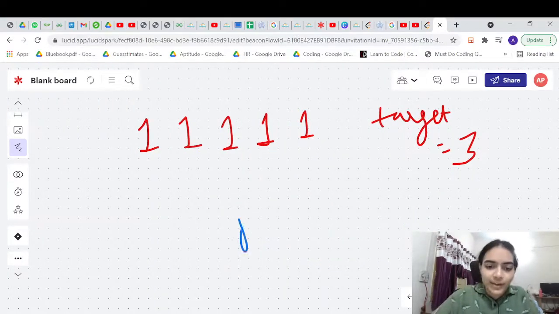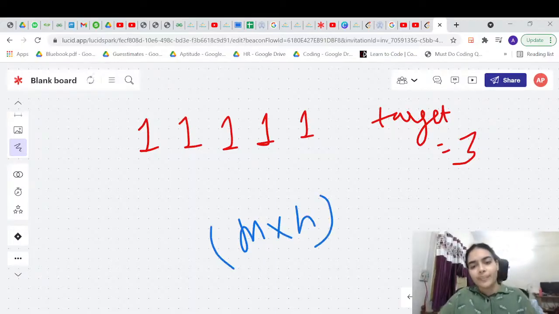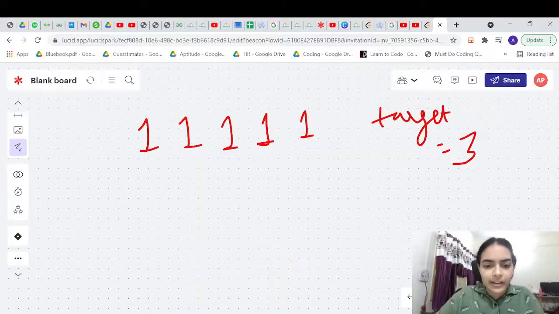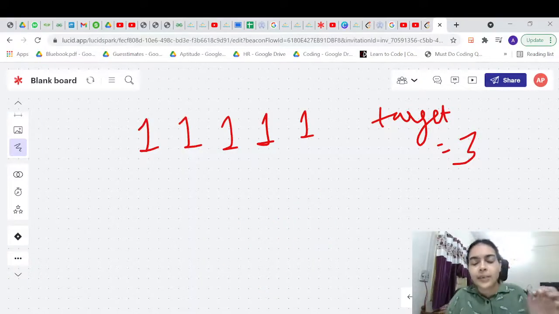But it is not actually optimal because there is a simple trick which will reduce this problem to O of m into n, where we will discuss what m and n will be. It will reduce it to that. Let's see what is the optimal solution.